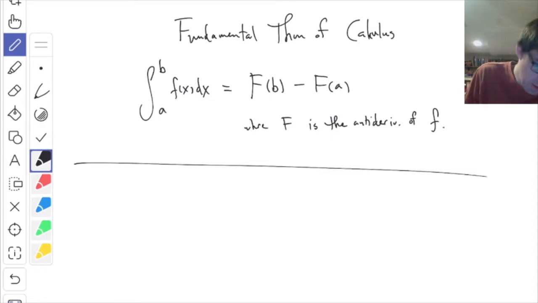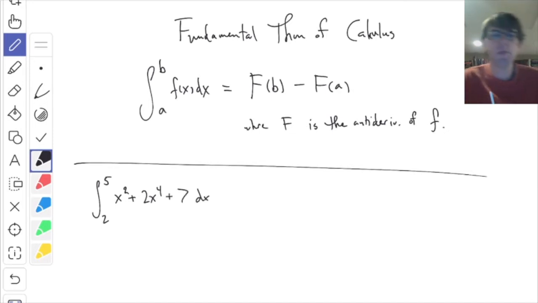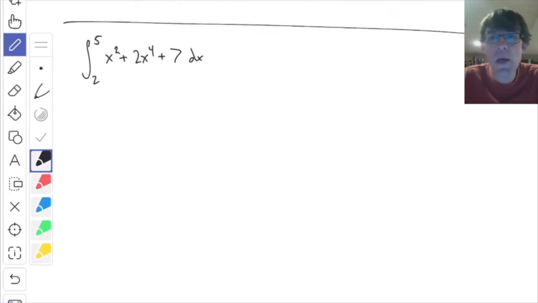Alright, let's get going. How about the integral from 2 to 5 of x squared plus 2x to the 4th plus 7 dx? In the previous sections for the past week, we have been talking about methods for estimating this using rectangles, the left endpoints, the right endpoints, the midpoints, or Simpson's rule, the trapezoid rule. Those are all estimations. Using the fundamental theorem of calculus, you can find the actual answer here.